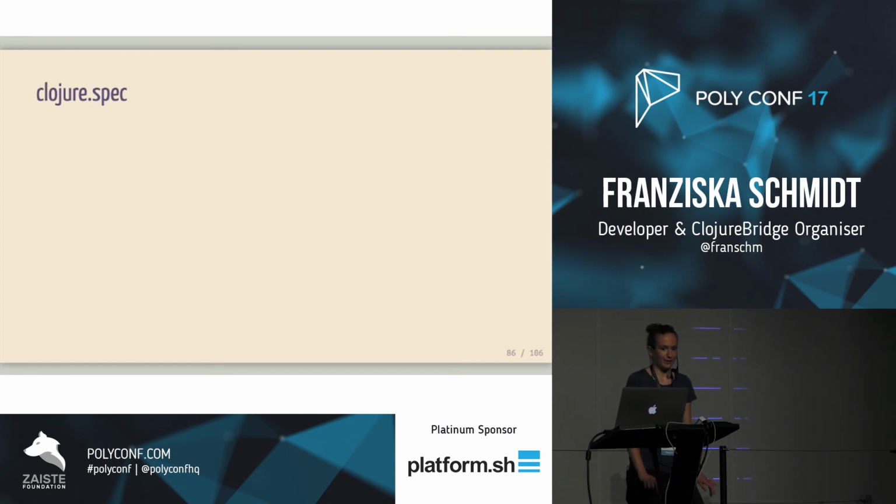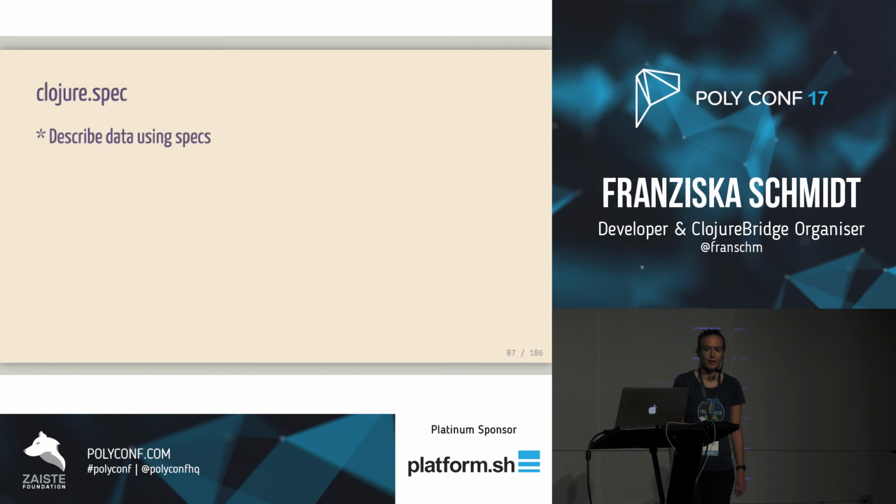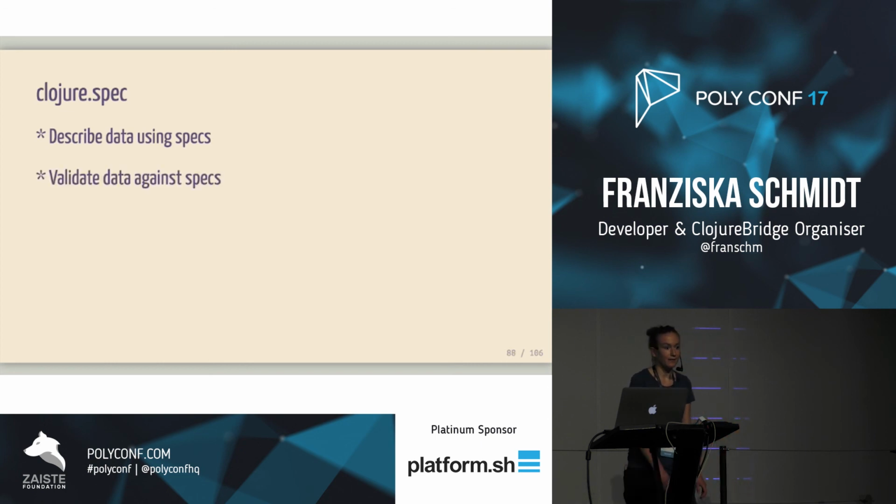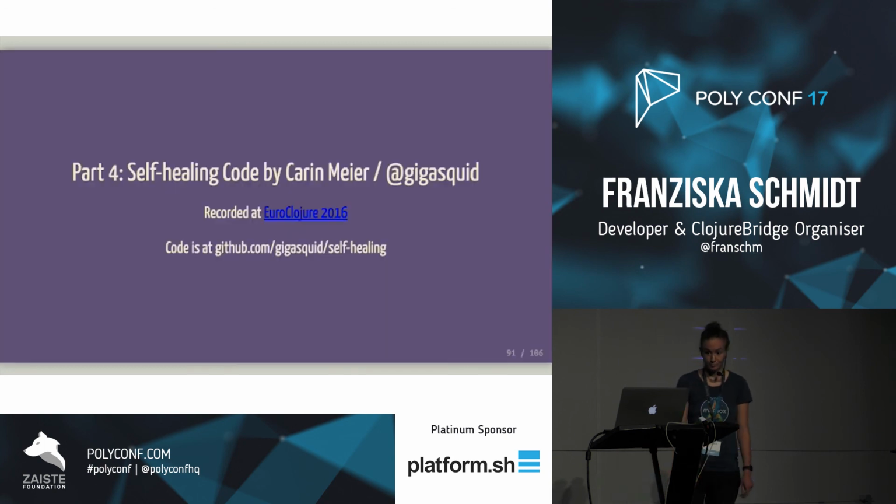Okay, Clojure spec. Clojure spec is a library introduced to Clojure in Clojure 1.9. Things you can do with it include describing data using specs, validating data against these specs, and generating data from specs. The last project I want to talk about is Self-Healing Code by Karen Meyer. If you haven't watched this talk, you should really do it. It was given at Your Clojure 2016. It's online, and so is the code.